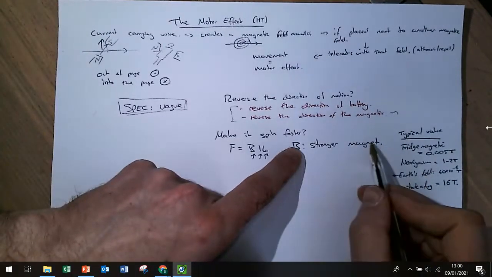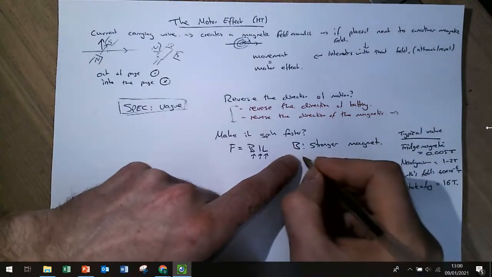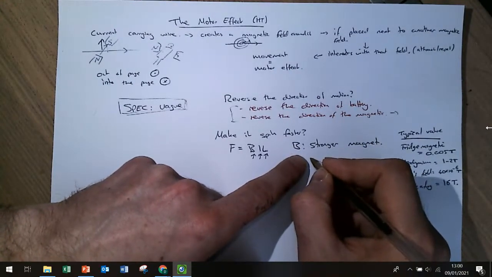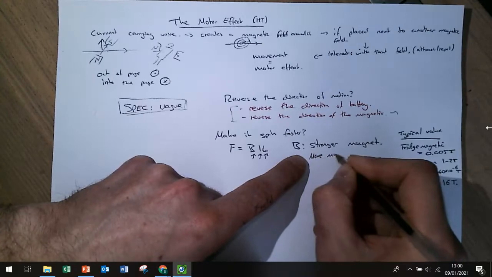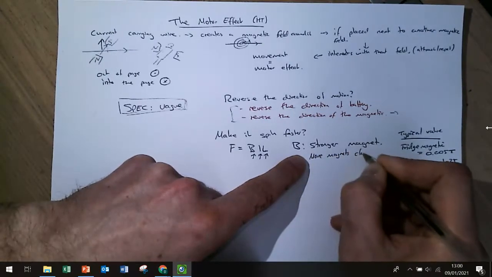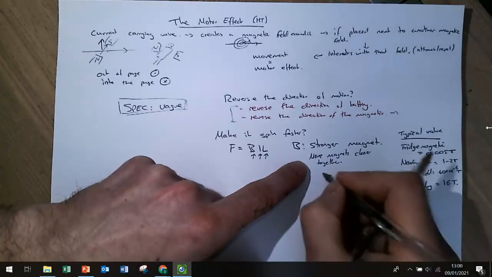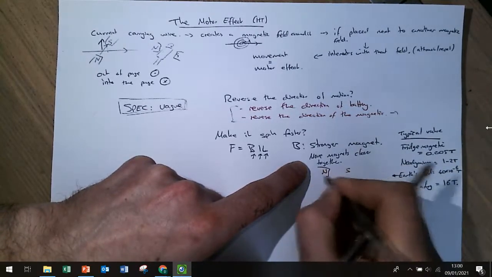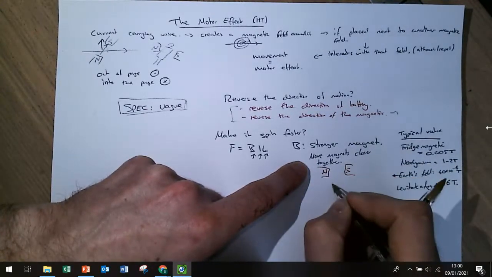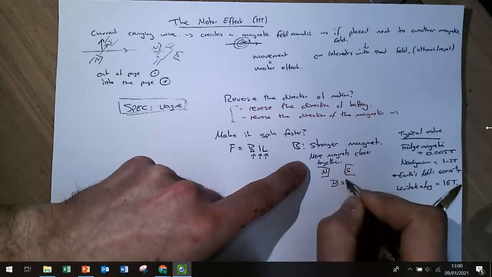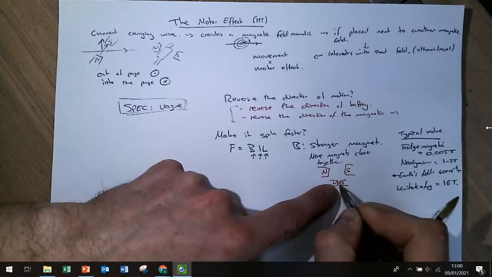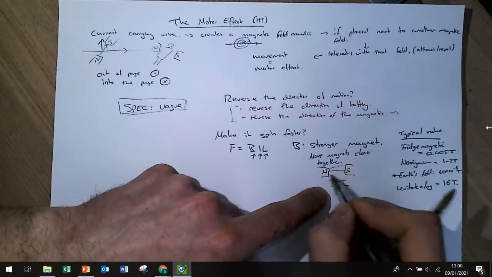But to increase it, we can use a stronger magnet, or we can also move magnets closer together. So this doesn't apply in every single situation, but if we have 2 magnets here compared to the same magnets here, the field here is going to be a lot stronger than the field here.